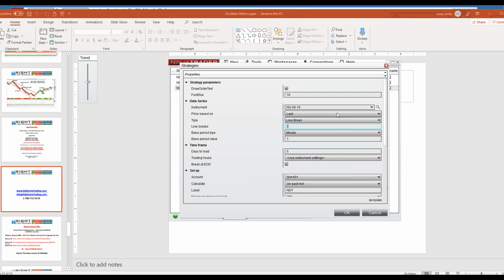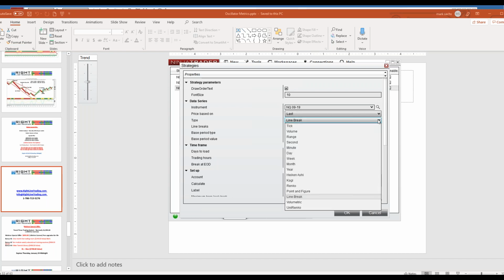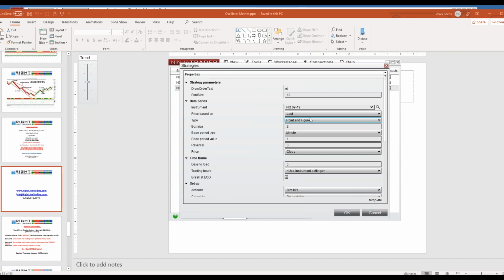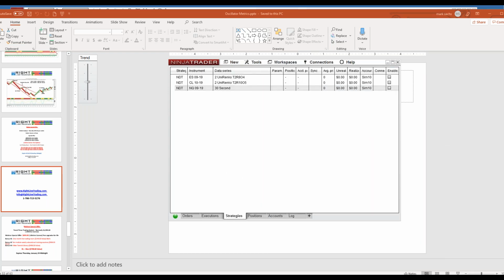So it does not make any difference what kind of candle, or you may not even trade with a candlestick. It doesn't matter. There's the point and figure. It'll do whatever you like. Does not make any difference. Okay, Mikey.